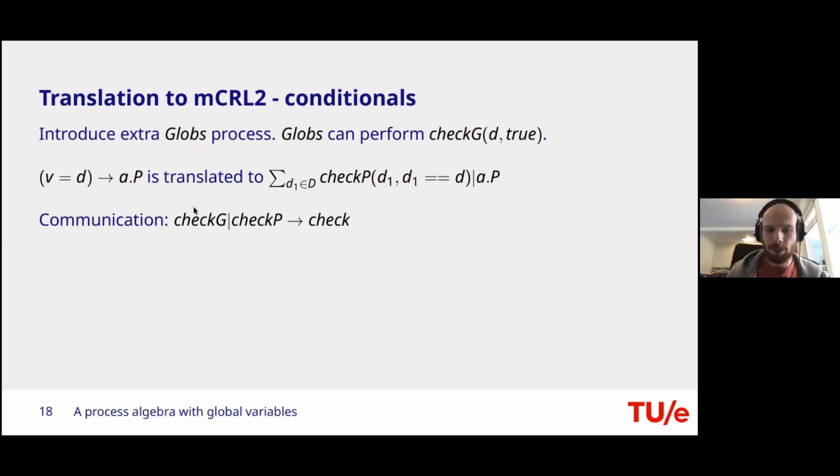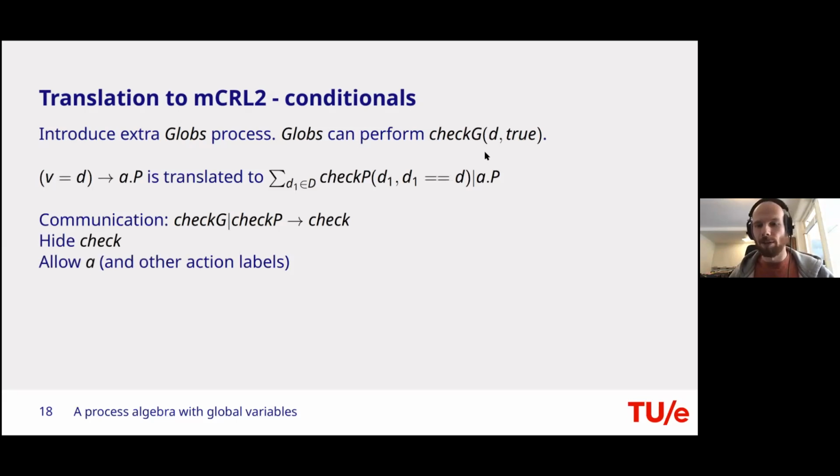In the communication operator, we define that check G and check P communicate to check. And as we mentioned, they can only communicate if the parameters match exactly. So that means that this second parameter must be true. So under the hood, mCRL2 will evaluate D1 is D, and they can only communicate when that is true. And we hide the check, so that we only have the A left, and we allow the A and possibly other action labels.